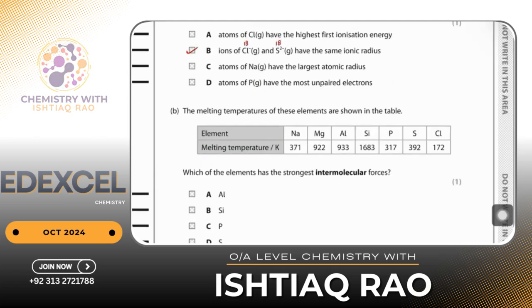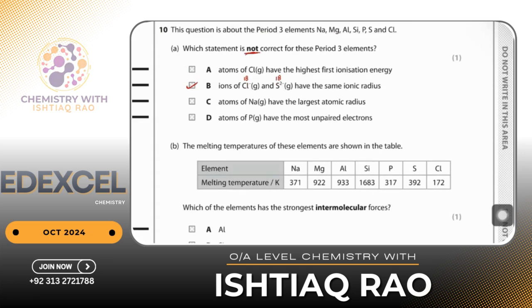And let's try to see as well. Atoms of sodium have the largest atomic radius. Sodium has the largest atomic radius. This statement is correct, yes, because across the period size decreases. Sodium is going to be the largest.